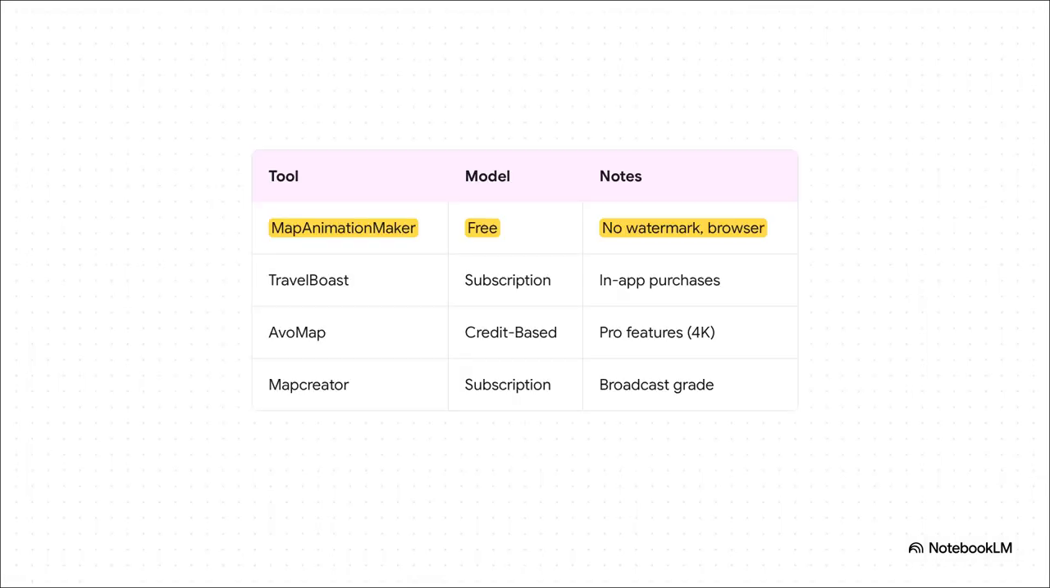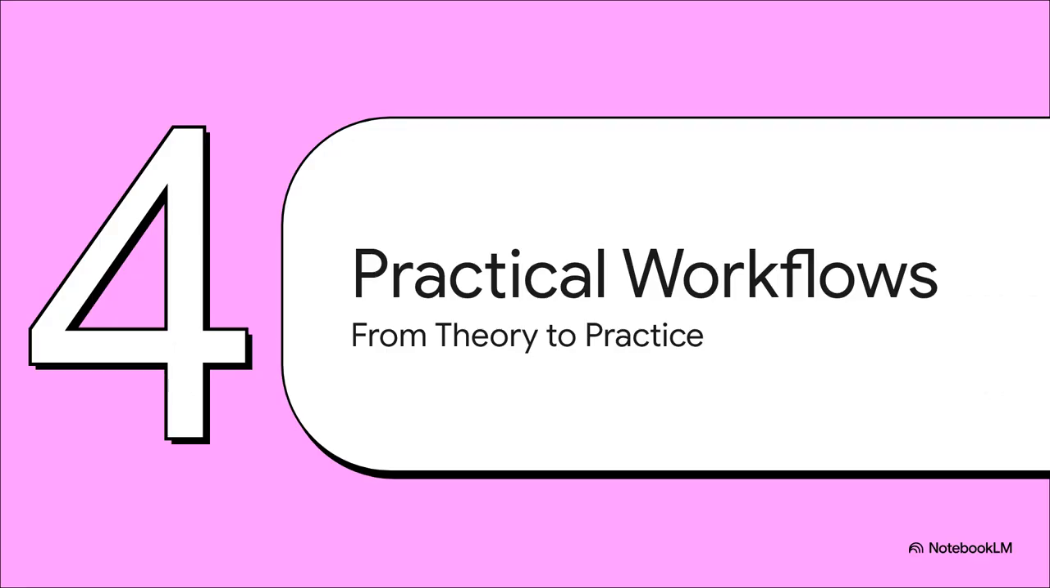And when you lay it all out like this, I mean, this pricing table just tells the entire story. All the competitors have some kind of catch: subscriptions, credits, in-app purchases. Map Animation Maker is just sitting there in that top row, completely free. Its value is just crystal clear. Okay, so enough of the comparisons. Let's switch from theory to practice. How can you actually put this tool to work in your own projects? Let's walk through a couple of quick workflows.